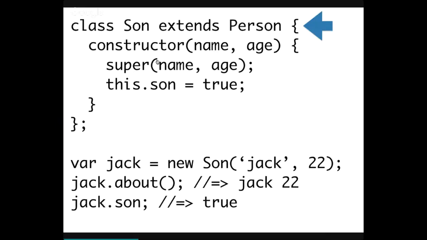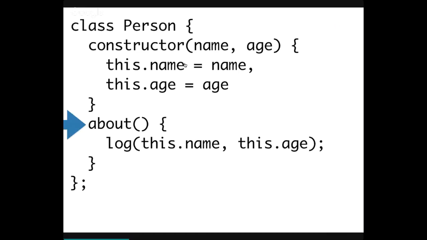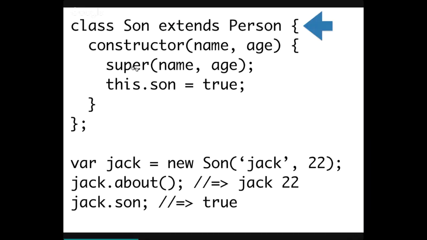Now the son, very simple, has a constructor with name and age as well. And you notice that instead of setting the name and the age directly, it calls this super function. What that's doing is saying, call the constructor of my super class, which is what this person is. So that's what that syntax means. This is the super class, this is a subclass. And call that and add those properties to this object.